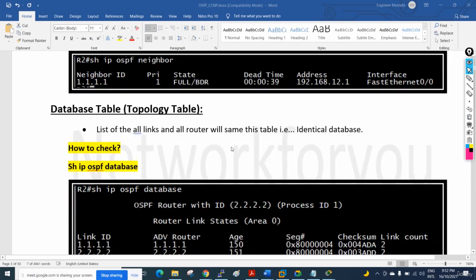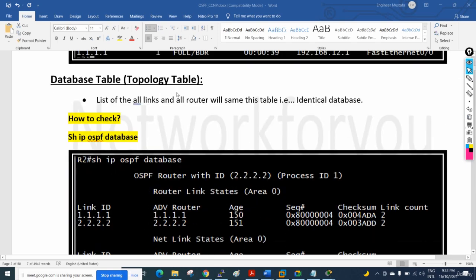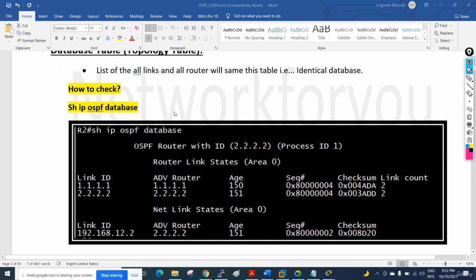And then we have the database table. It is also known as the topology table. It is a list of all links, like a table which shows us all the information about our routers. Whatever links, whatever information we have, it will come here. So how can we check? We will write show ip ospf database. The complete database will be available.